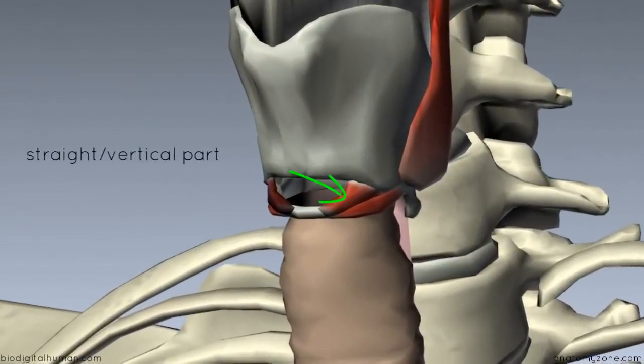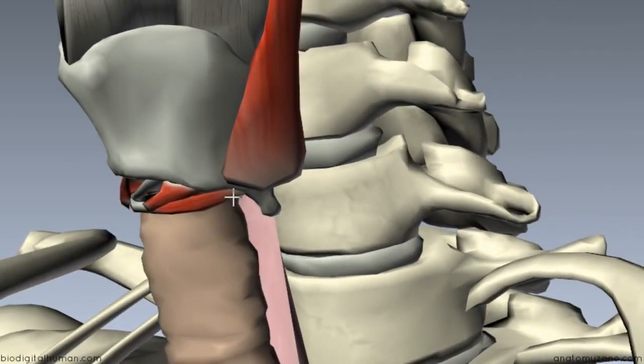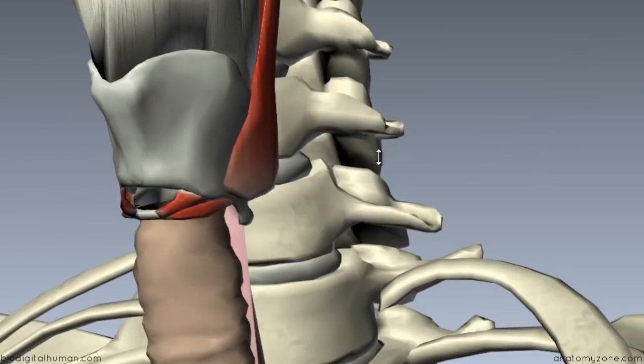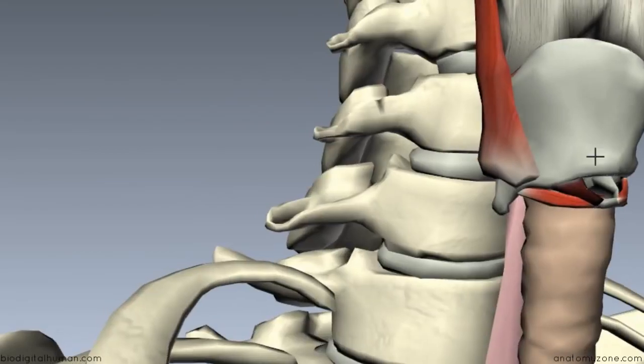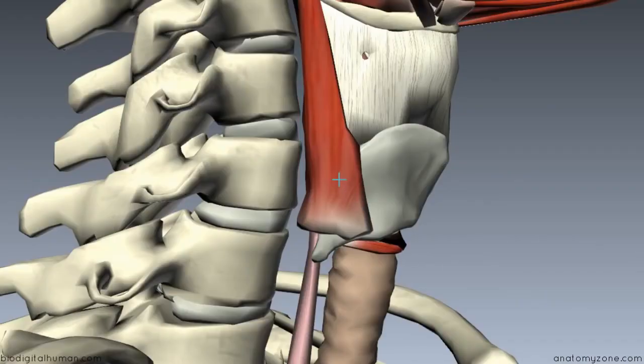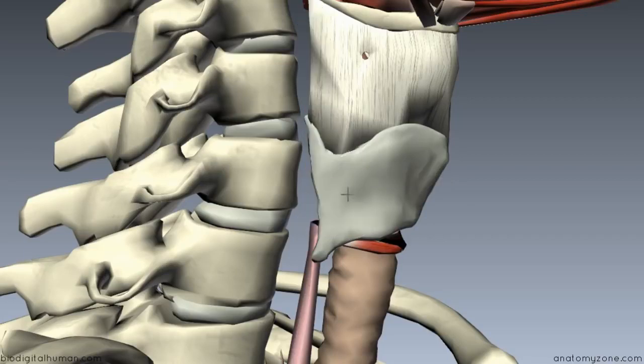So you've got a straight part and an oblique part. So the straight part, or vertical part, is attached to the inferior margin of the thyroid cartilage, and the oblique part is attached, you can see here, to the inferior horn of the thyroid cartilage. So let's take a look at the action of this muscle. So I'll just get rid of this muscle here, which is the inferior pharyngeal constrictor, and this, remember, attaches along the oblique line of the thyroid cartilage.